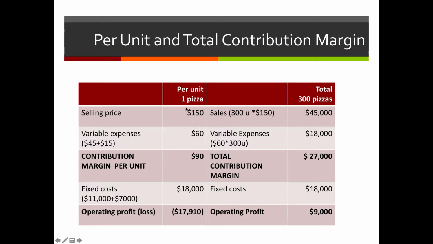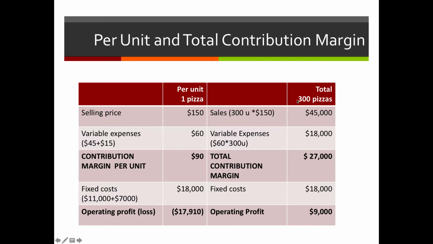But if you are selling one pizza, your operating profit will be your fixed cost minus one contribution margin, okay? So you may calculate the contribution margin per unit, or you may calculate your contribution margin as a total, okay? Check this out.